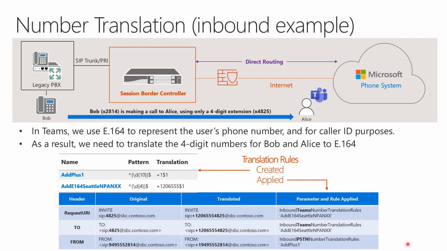949-555-2814. And now when Alice receives the call in the toast that she gets in her Teams client, she'll be able to have a reverse number lookup for that E164 number, match it to the contact for Bob, and now we know that it's Bob that's making the call. Now, this is a way that we can achieve number translation through Teams.